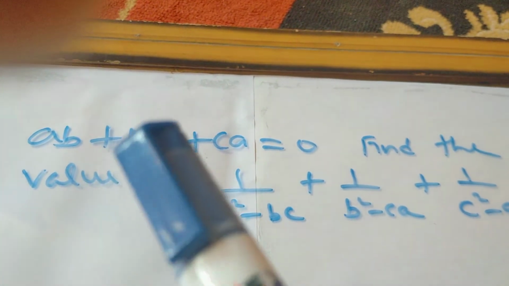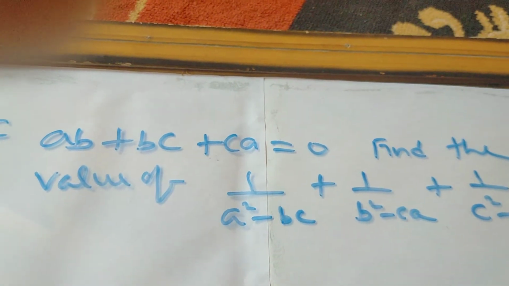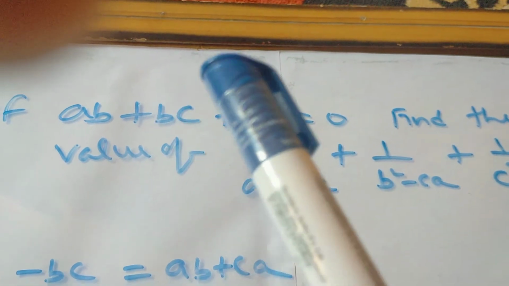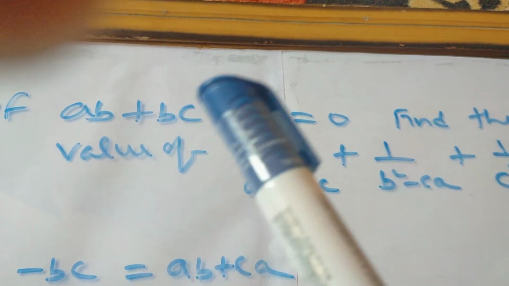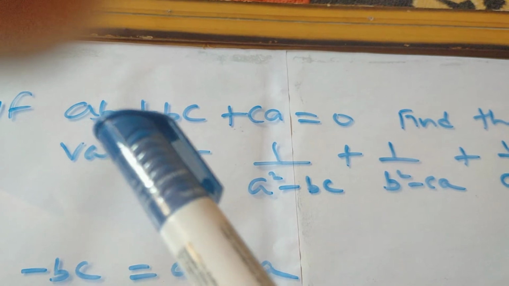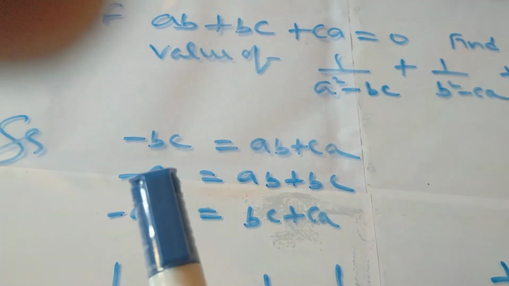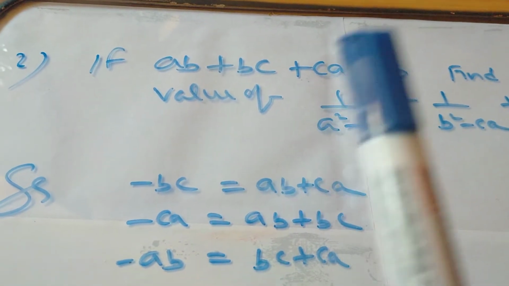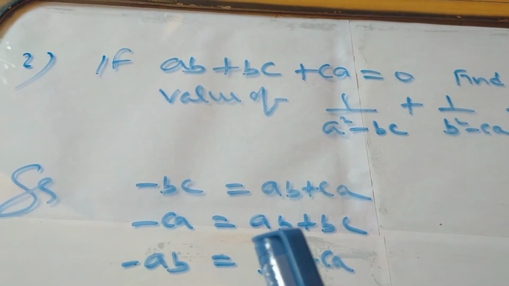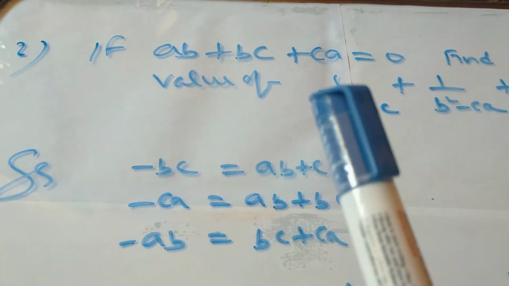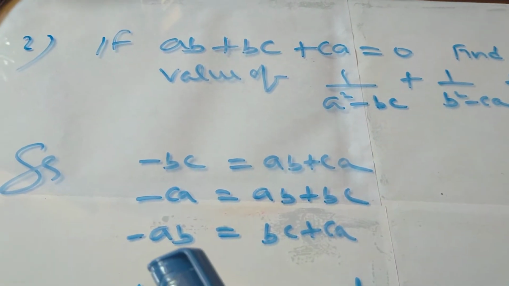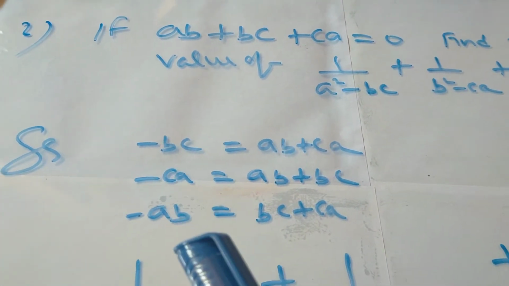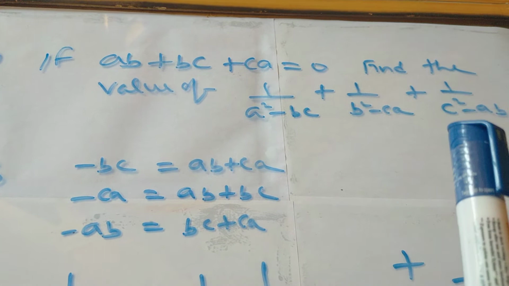How can we get it? If I'm interested in minus BC, so this BC has to be shifted to the right side. So it will give minus BC is equal to AB plus CA. So I have done this one, minus BC is equal to AB plus CA. If you shift this CA to the right side, it will be minus CA is equal to AB plus BC. If you shift this AB to the right side, it will be minus AB is equal to BC plus CA. Now the values of minus BC, minus CA and minus AB I substituted in the given question.